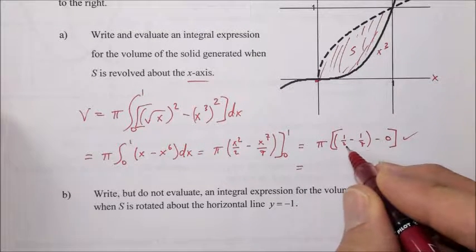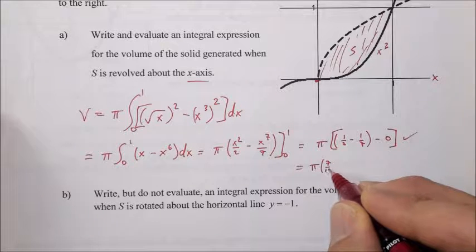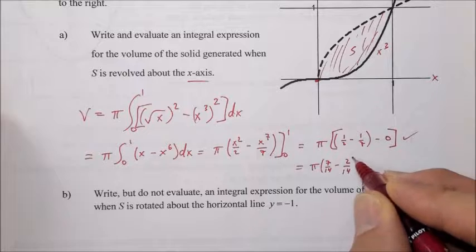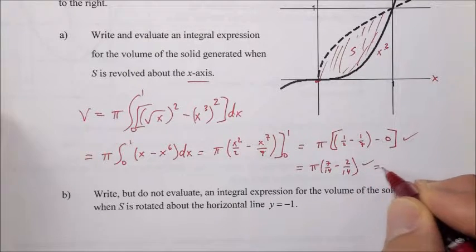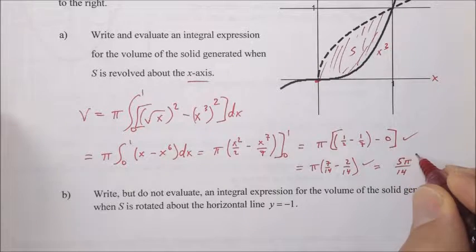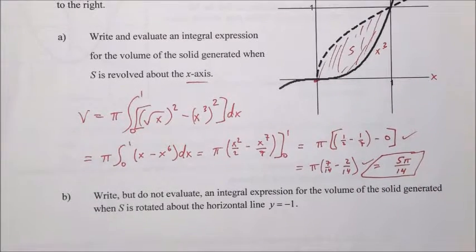This is over 14, so this is 7/14. So we have pi times 7/14 minus 2/14, which again is a good answer. Or we can finally simplify that to 5 pi over 14. That would be the most simplified answer.